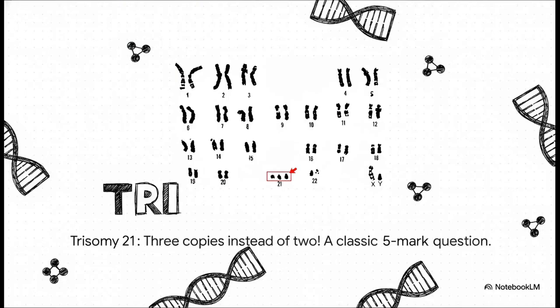Now, have a look at this. This is called a karyotype, which is basically a picture of all our chromosomes lined up. And if you look closely at chromosome number 21, you see it? There are 1, 2, 3 copies instead of the usual 2. That's why we call it trisomy 21. Tri just means 3. Simple. And this picture is exactly what you might see in a question paper, so pay attention. This happens because of a little error during cell division called non-disjunction, where the chromosomes just fail to separate properly. That's the secret behind that extra copy.